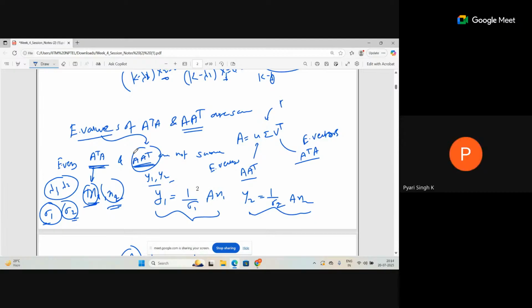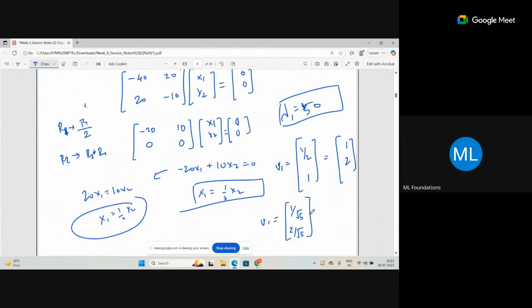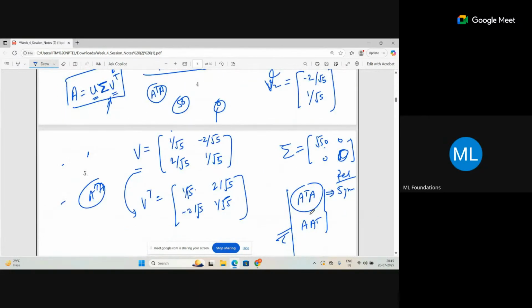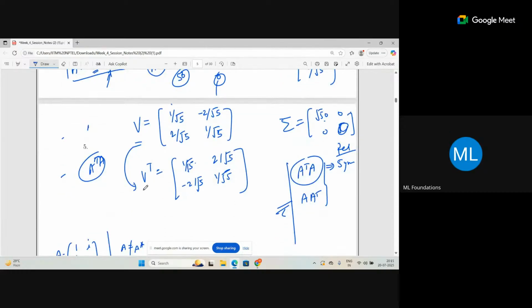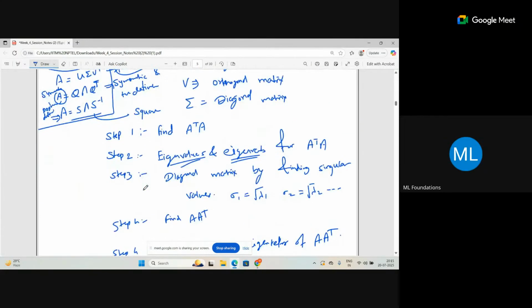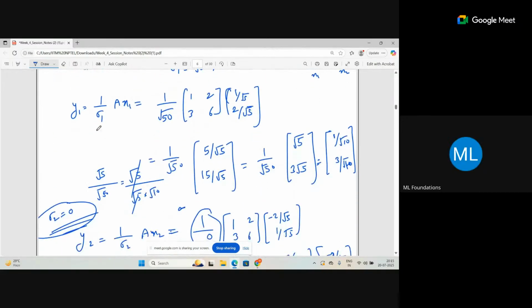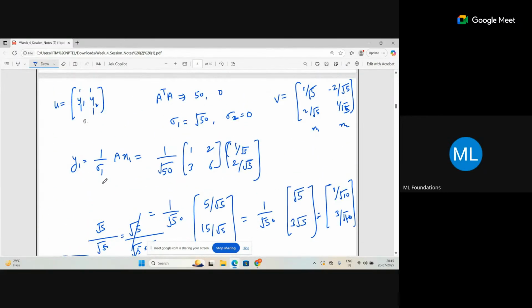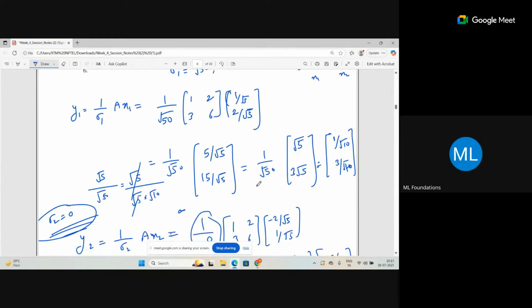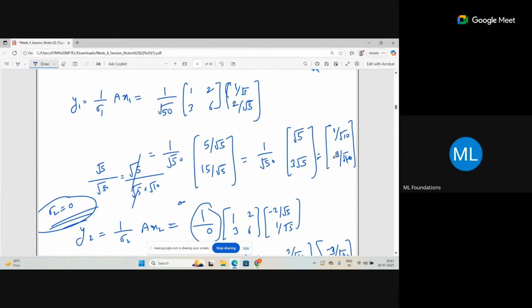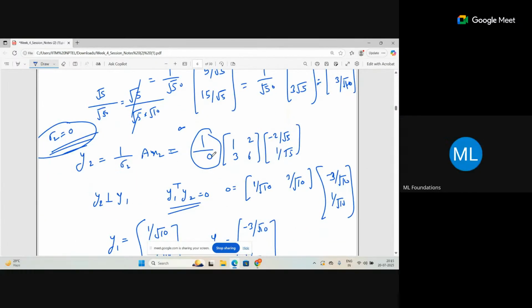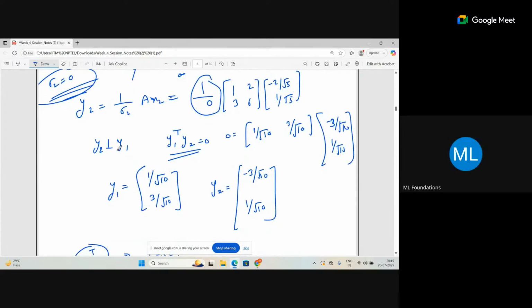In this problem, did you really solve for U? I didn't solve it; I just solved it till V transpose. Anyway, I solved it this way: 1 upon sigma 1 times A x1, and I found this was y1. Then 1 upon sigma 2 times A x2, I said this is going to be zero, because sigma 2 is zero. But anyway, they are orthogonal vectors.